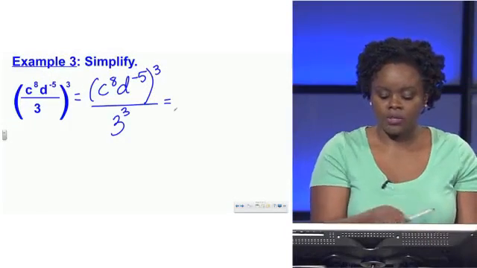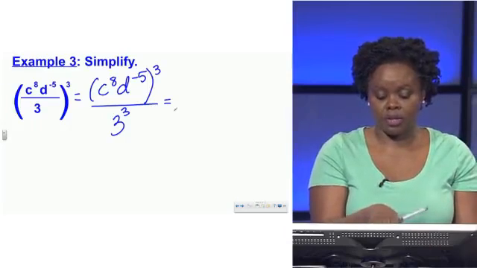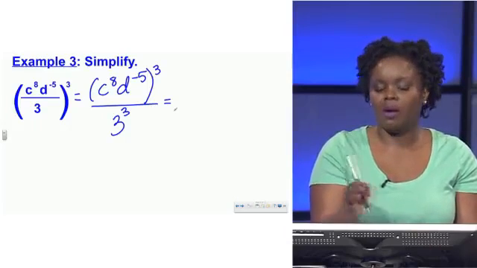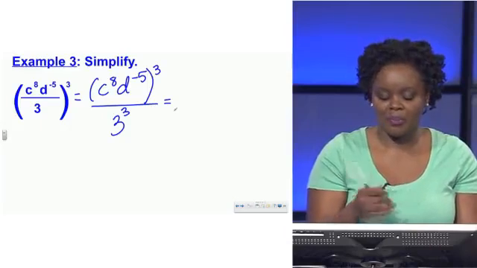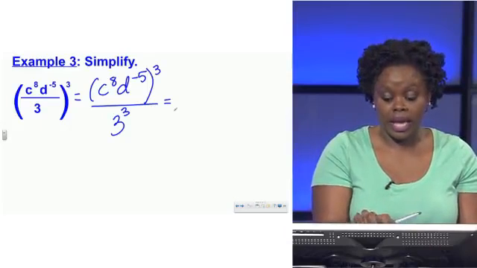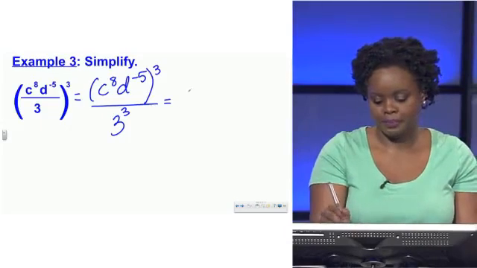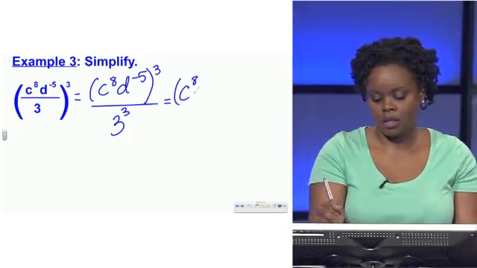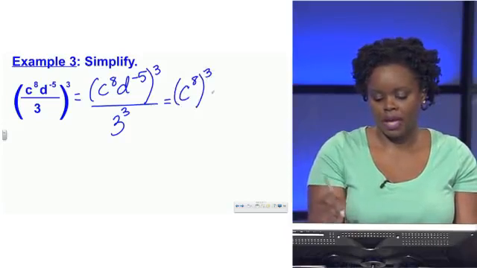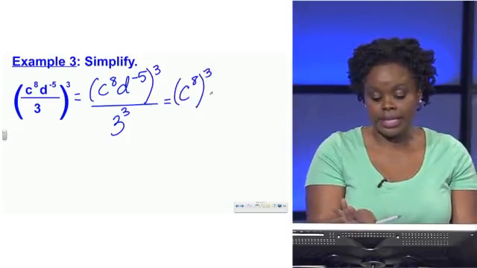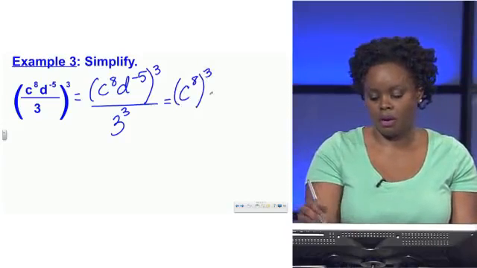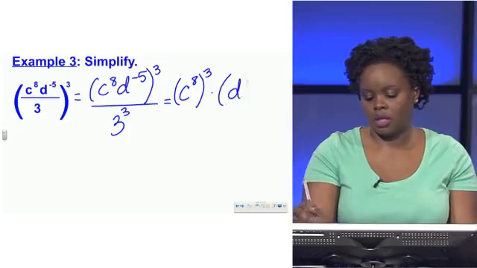All right, so now that I see the numerator, it's a product, I need to keep on carrying that exponent throughout. So I need to raise c to the 8th to the 3rd power. So c to the 8th to the 3rd. And I need to raise d to the negative 5th to the 3rd power. So d to the negative 5th to the 3rd power.